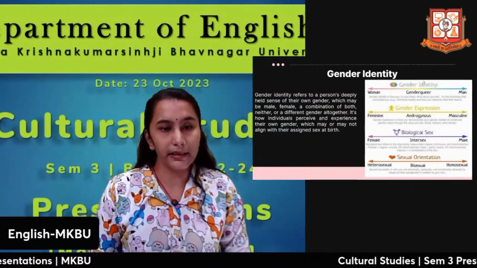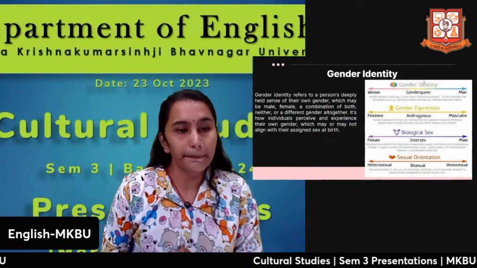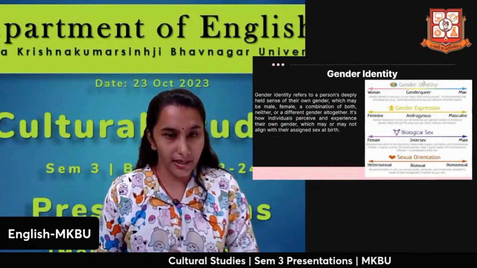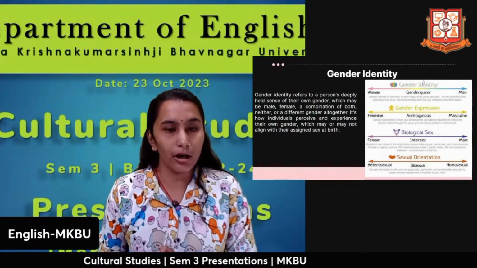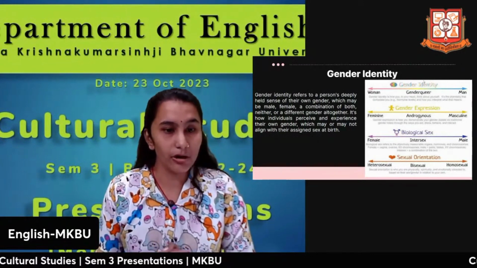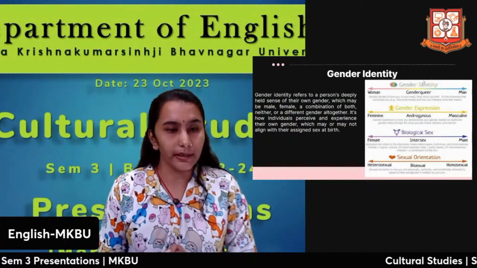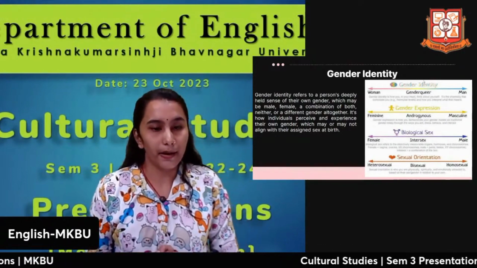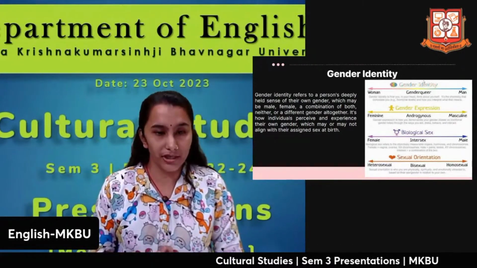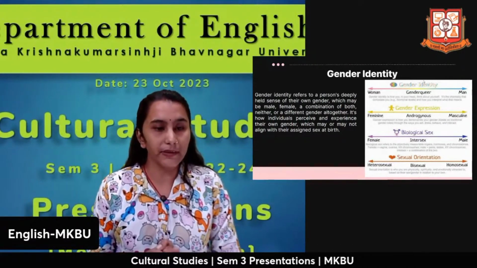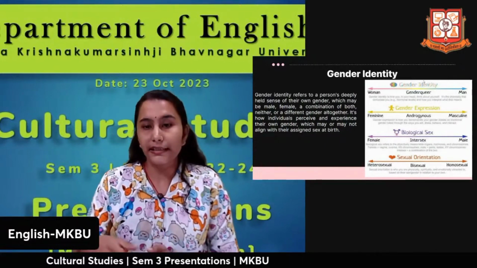Gender identity refers to a person's deeply held sense of their own gender, which may be male, female, a combination of both, neither, or a different gender altogether. It's how an individual perceives and experiences their own gender, which may or may not align with their assigned sex at birth. These are the charts of gender identity.